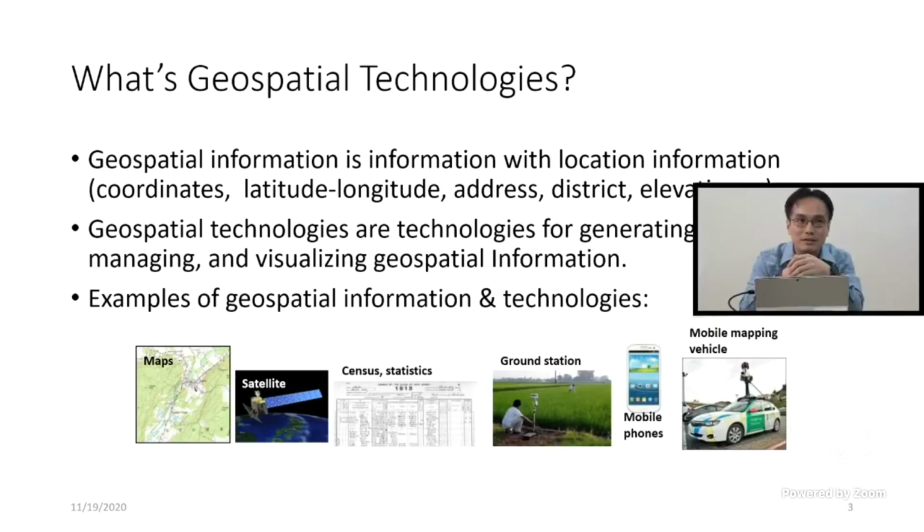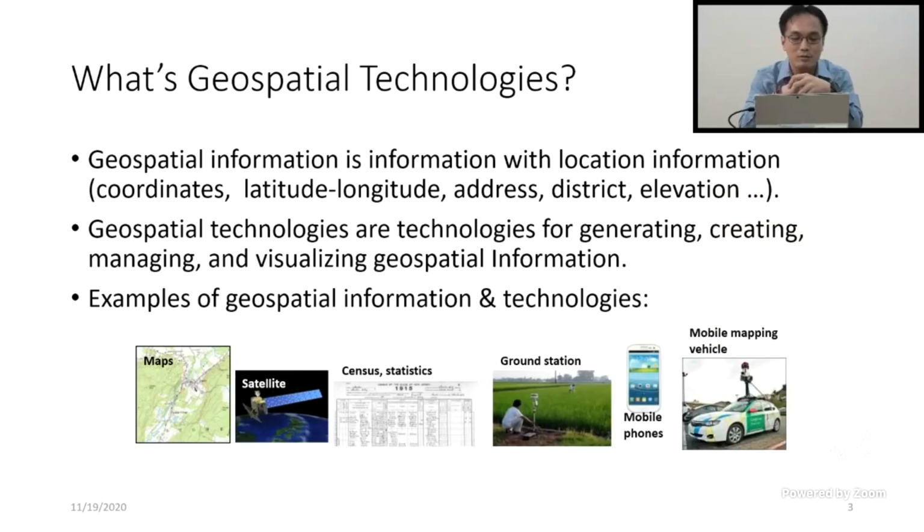Most of the objects in the real world could be geospatial information. Geospatial technology is a technology for handling, managing and processing geospatial information, such as maps, satellite data, sensors, ground field sensors, and mobile phones. Now everyone uses a mobile phone or smartphone, and also Google Maps, Google Street View cars or mobile mapping vehicles.